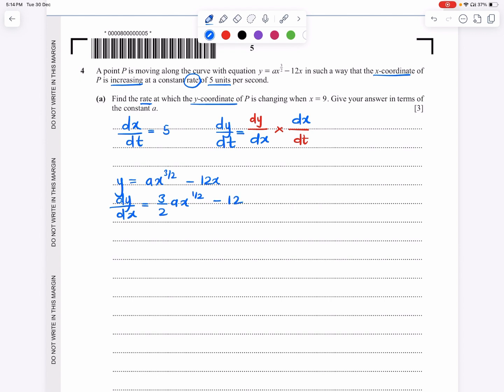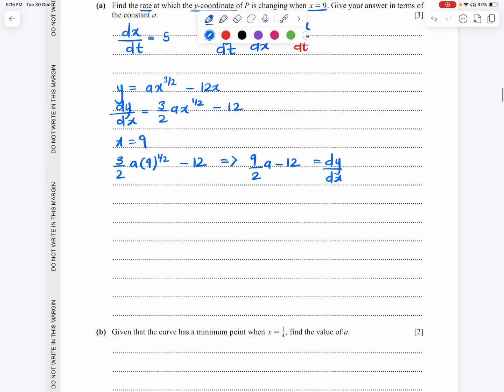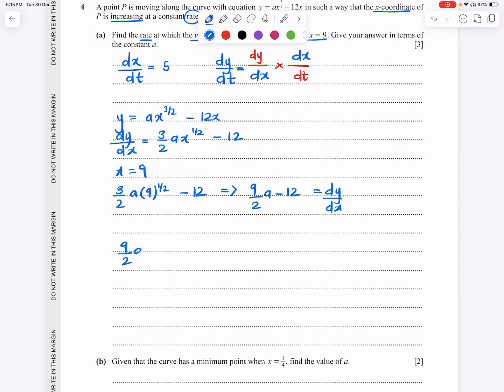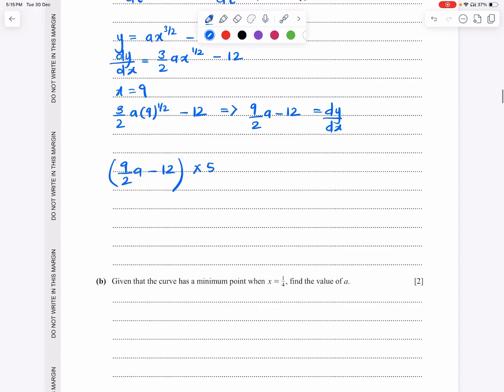All right. It says that x is equal to 9, so I'm just going to plug in x is equal to 9. And that is going to give us 9 over 2 a minus 12. So now I have an expression for dy by dx as well. Therefore, I'm just going to use this and multiply it by dx by dt. That is 5. And that's going to become 45 over 2 a minus 60.